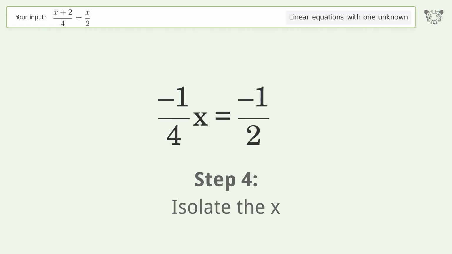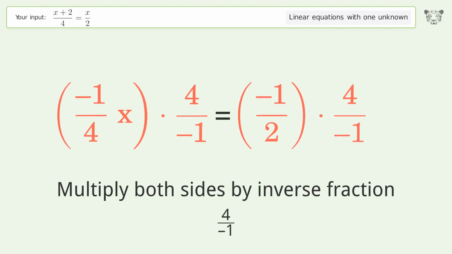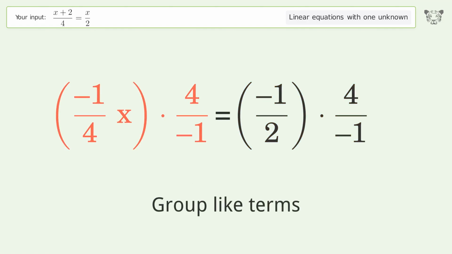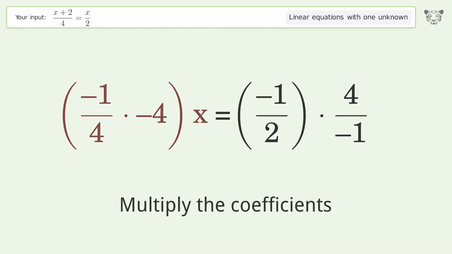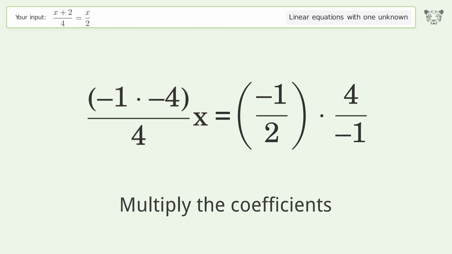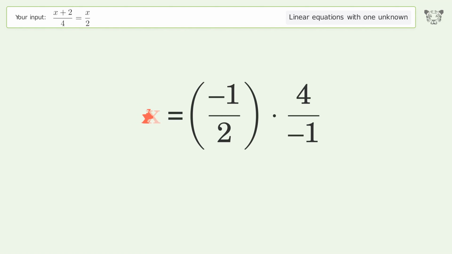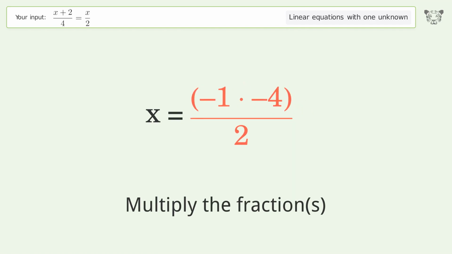Isolate the x. Multiply both sides by the inverse fraction, 4 over -1. Group like terms. Multiply the coefficients. Simplify the arithmetic. Multiply the fractions. Simplify the arithmetic.